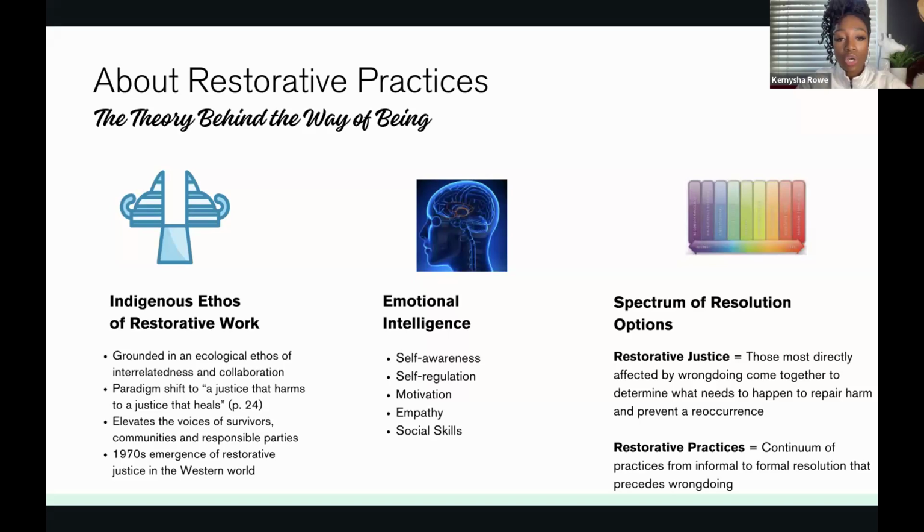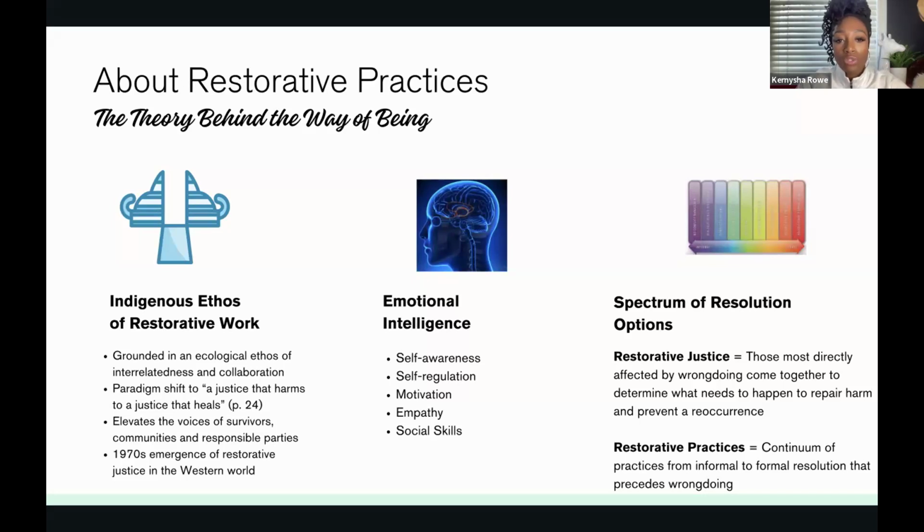And so in doing so, what we are saying is that we're elevating all voices, voices of survivors, voices of harm parties, voices of those who have created the harm, and our community members, for us to decide together how we're going to move forward or how we're going to redefine that relationship.